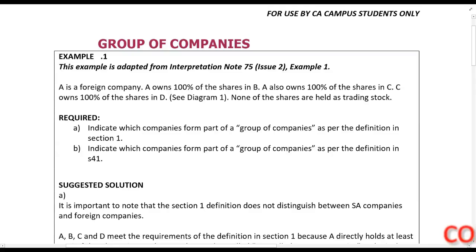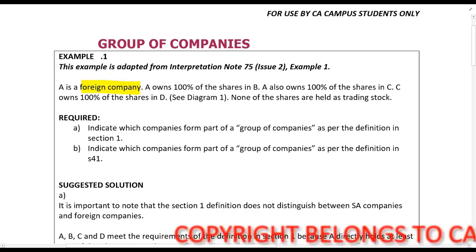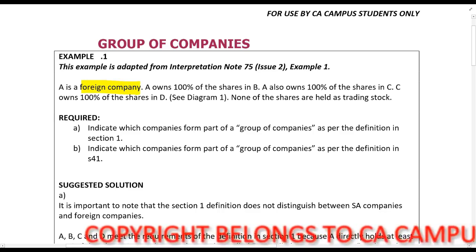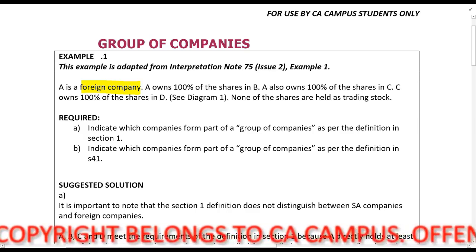In this example, we talk about the concept of a group of companies, and this example is adapted from Interpretation Note 75, Issue 2, Example 1. A is a foreign company. A owns 100% of the shares in B. A also owns 100% of the shares in C. C owns 100% of the shares in D. None of these shares are held as trading stock.